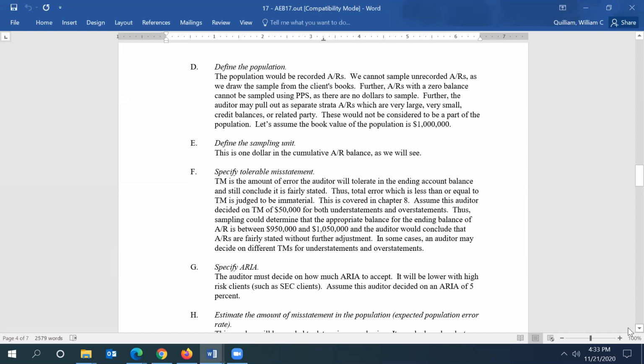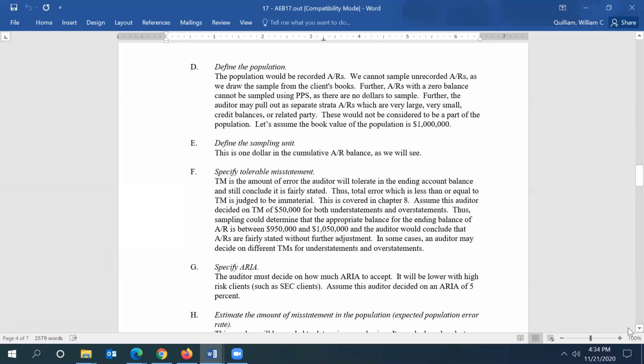Now further, the auditor may pull out separate strata: accounts receivable which are very large, very small, credit balances, or related party, because they're all very high risk. These would not be considered to be a part of the population. Well, let's assume the book value of the population is $1 million. We'll need that for later.